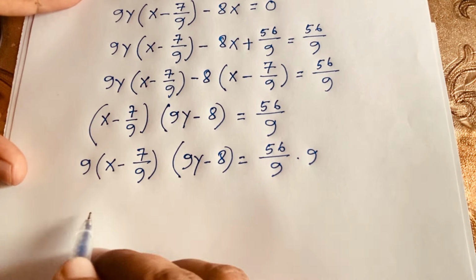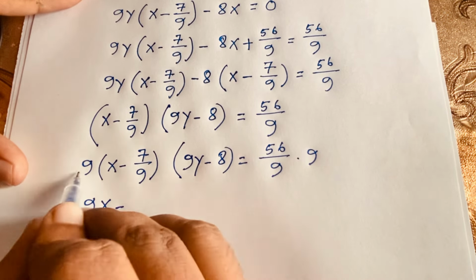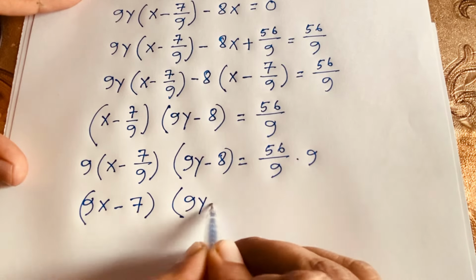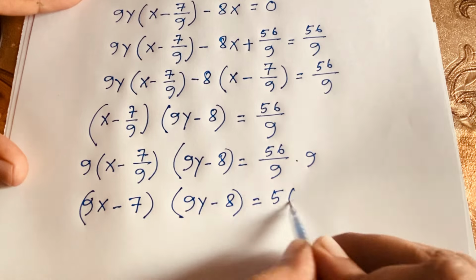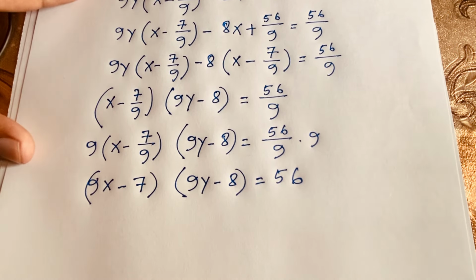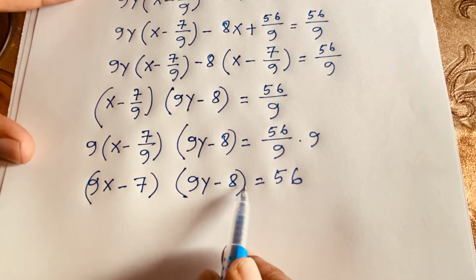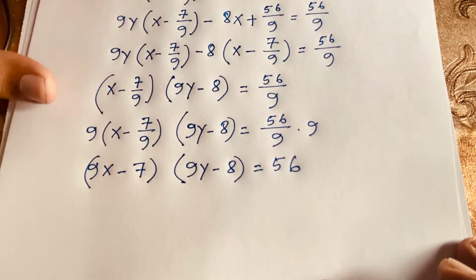Then I can see easily this time this, it will be 9x minus, this time this, 9 cancels, we'll find out 7, and it will be 9y minus 8 is equal to 56, the 9 cancels. So it is a wonderful equation. We'll find out 9x minus 7 times 9y minus 8 is equal to 56. Now we'll find out the factors.